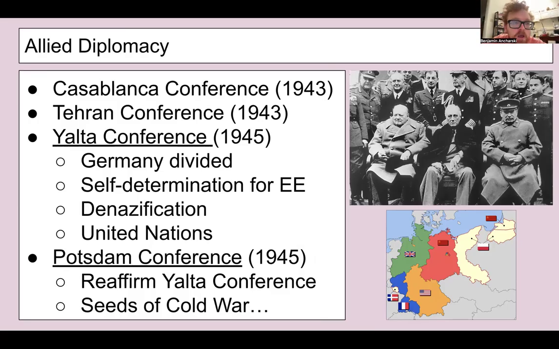In the Yalta Conference, the Allies basically recognize the war is almost over. We're going to win this thing. We need to coordinate what the peace looks like. Now, there are some things the Soviets, the Americans, and the British do agree on.